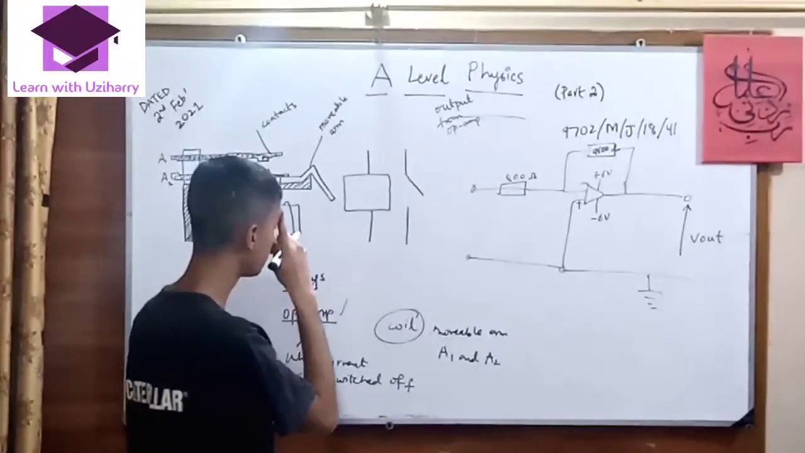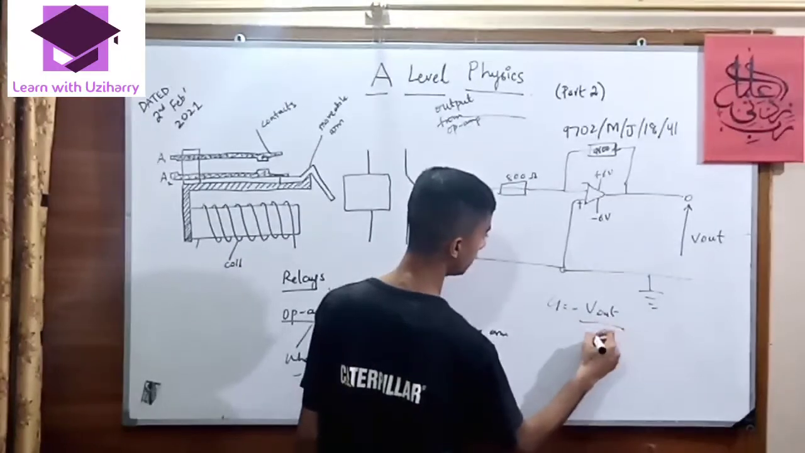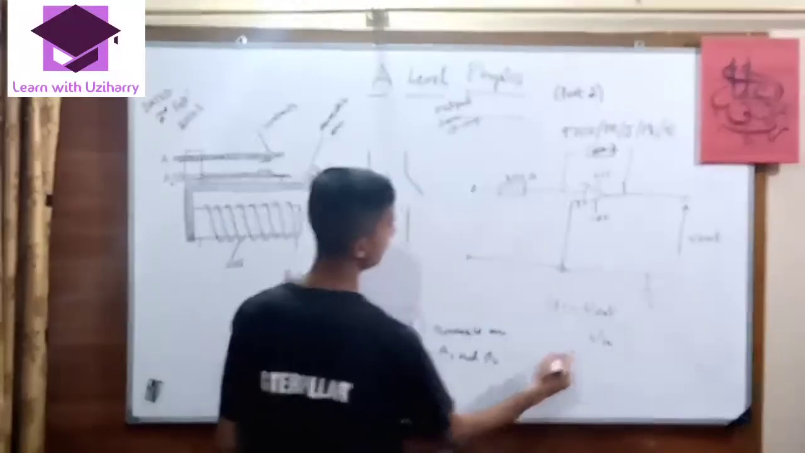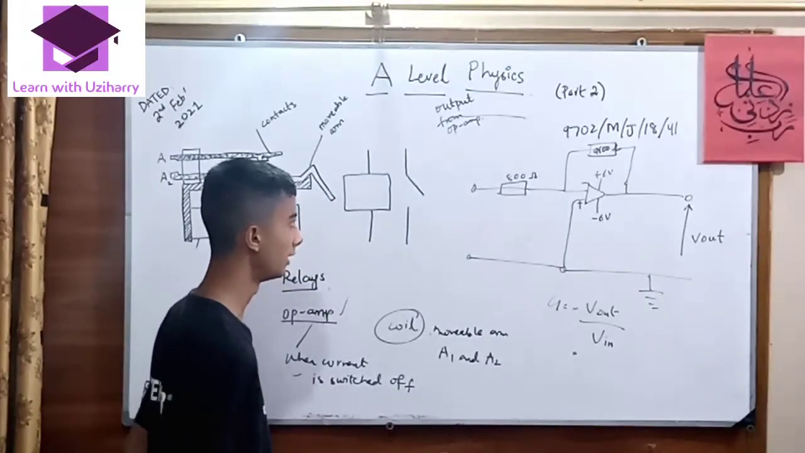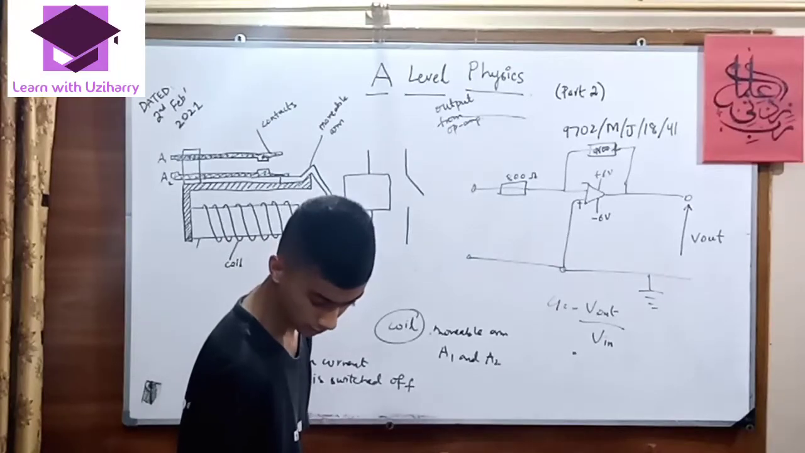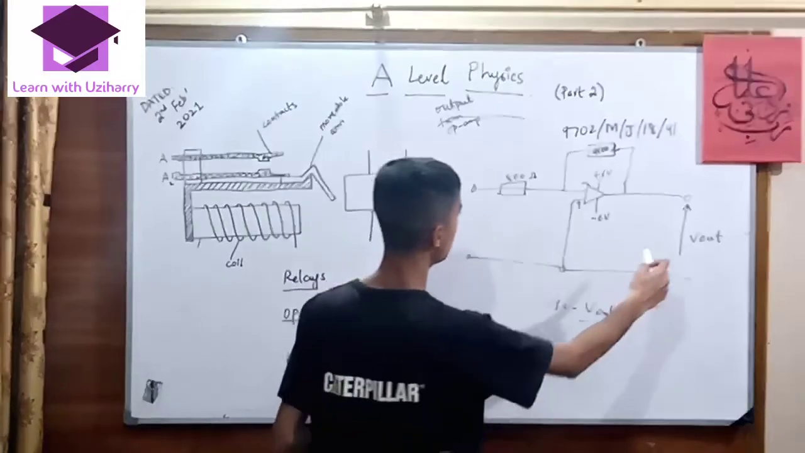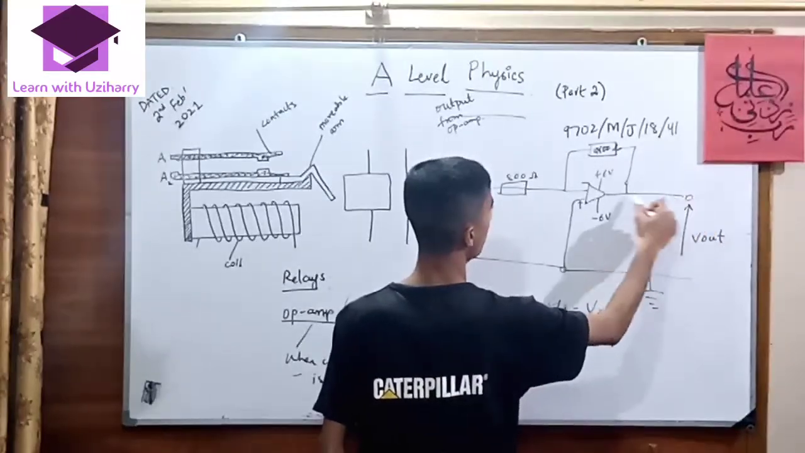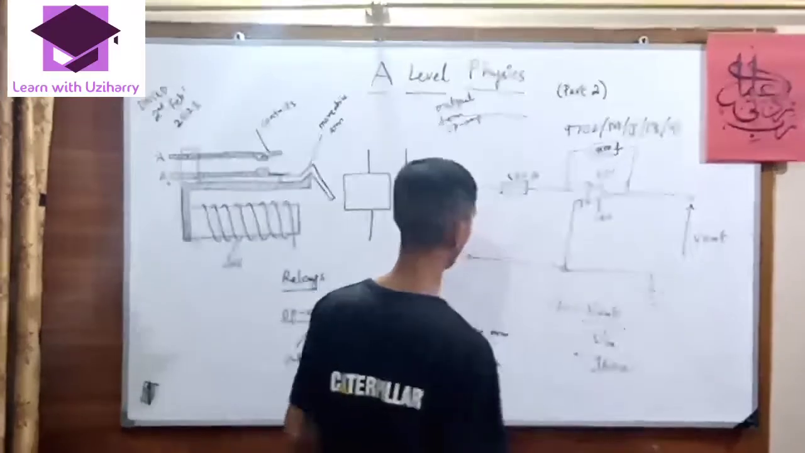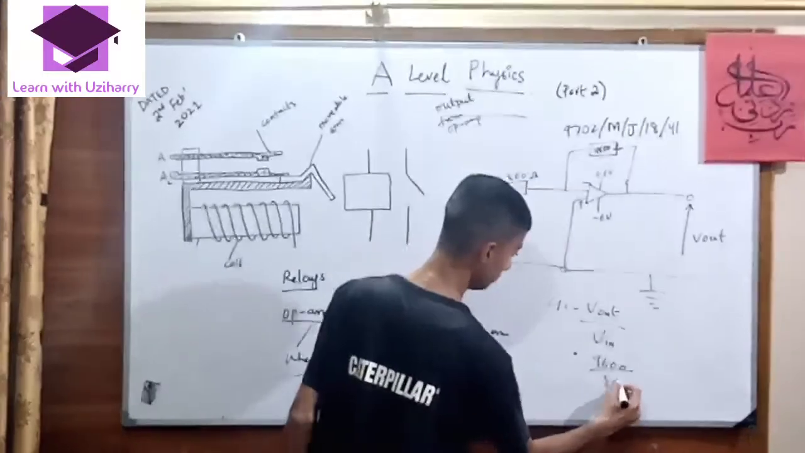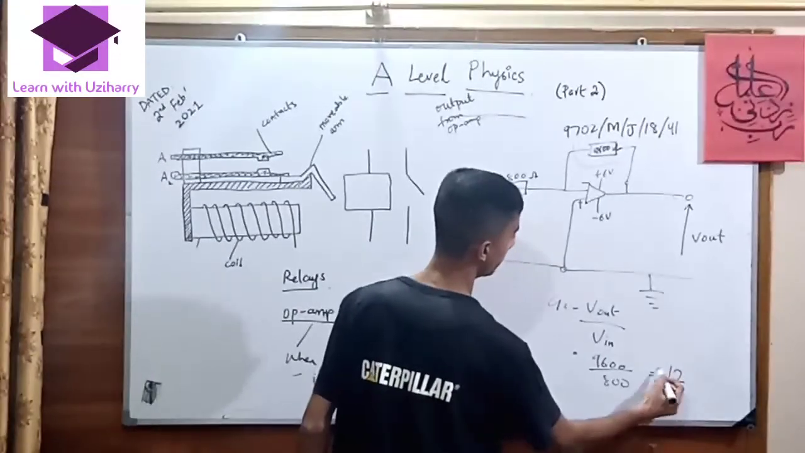For the gain we have the formula: gain equals minus V out divided by V in. For V out, the voltage we need is about the 9600 ohm resistance, and V out is basically how much voltage comes out. Divided by V in, which would be the 800 ohm. So the answer would be 12. You can write minus as well.